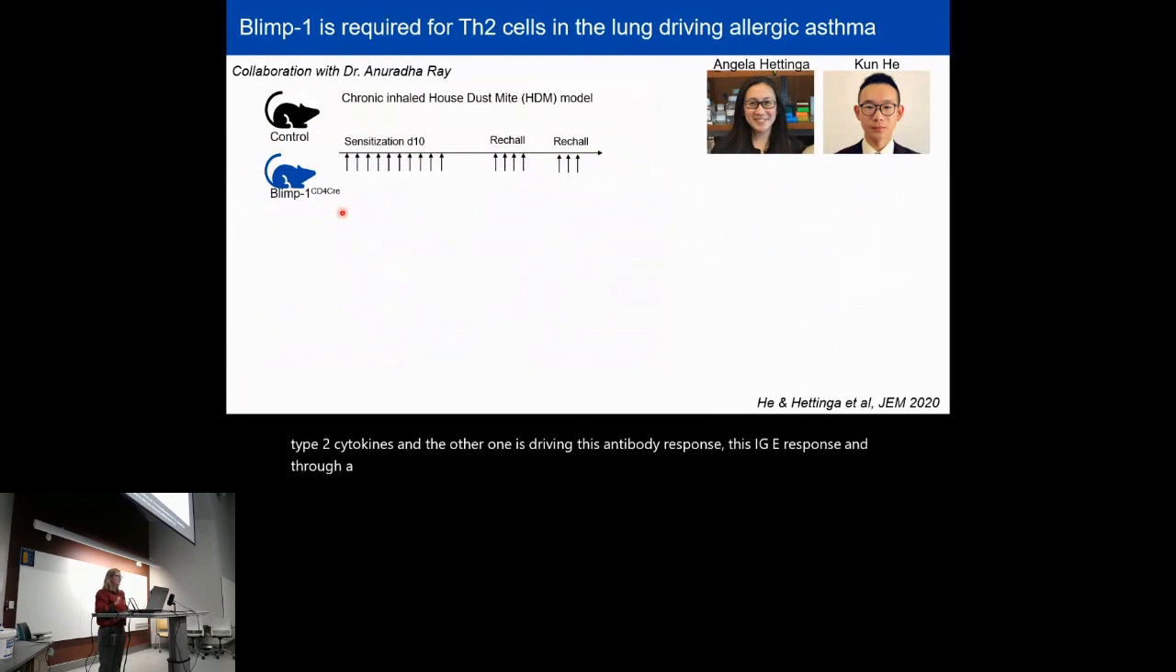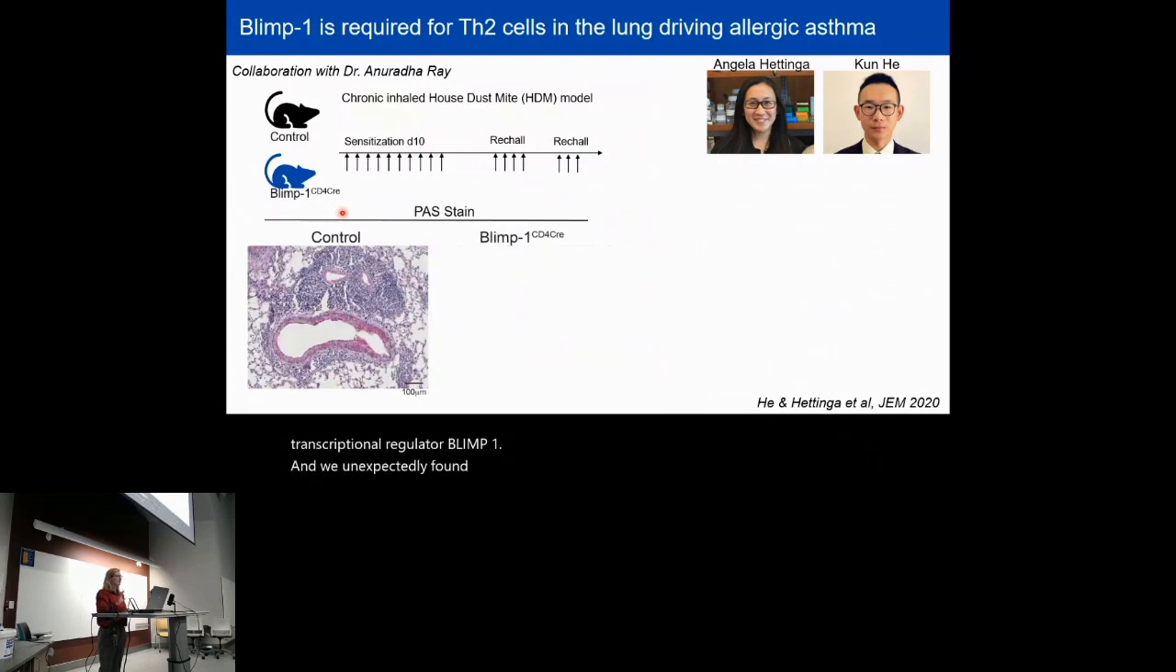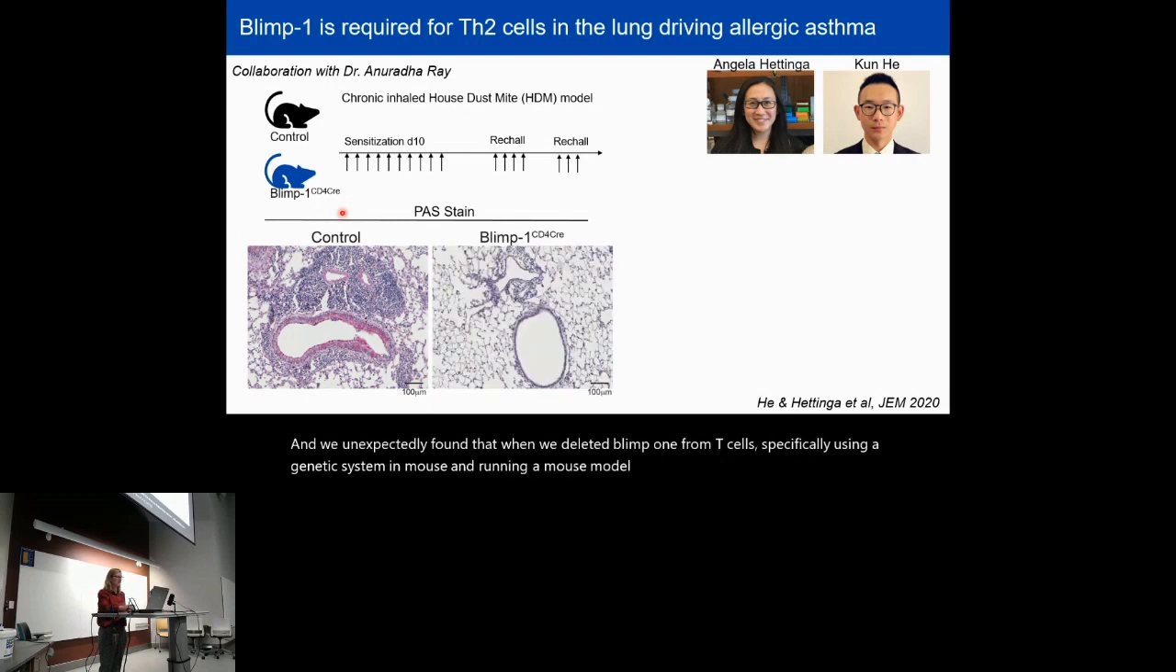And through a series of information I'm not going to get into, my lab was interested in this transcriptional regulator BLIMP1, and we unexpectedly found that when we deleted BLIMP1 from T cells, specifically using a genetic system in mouse and running a mouse model that basically drives allergic asthma with chronic inhaled house dust mite, we found that although control mice, as shown here, have this beautiful infiltration into the lungs of T cells and this pink staining here in the airway, which is an indication of mucus, those mice which did not have BLIMP1 in the T cells specifically were unable to develop allergic asthma.